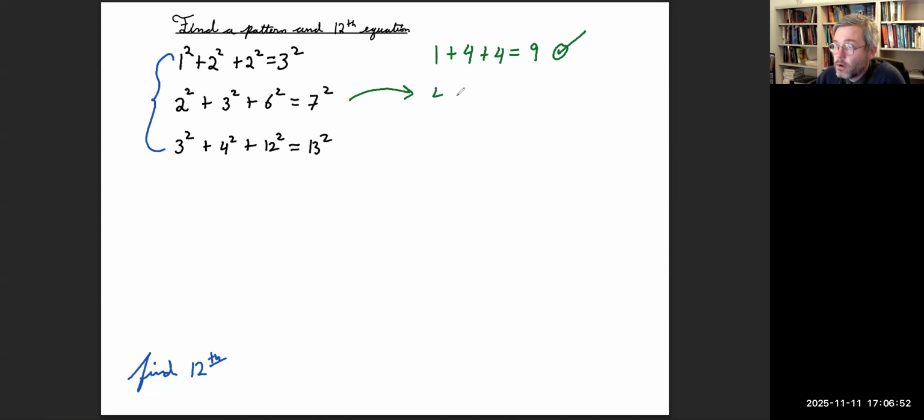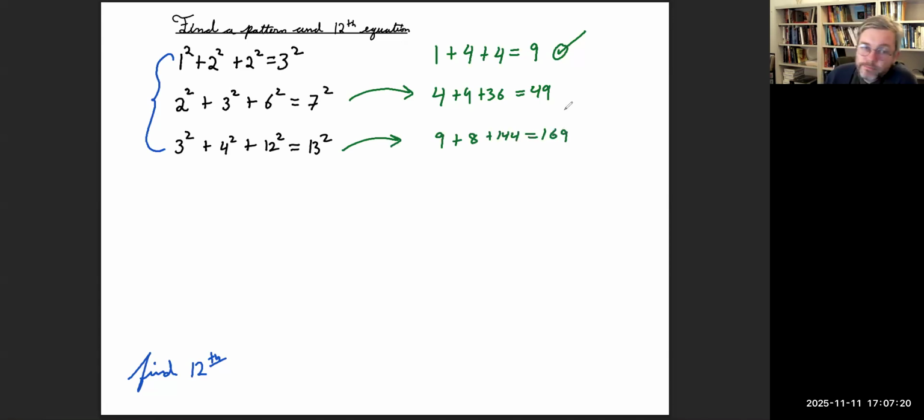So this would be 4, 9, and 36 equals 49. That's either true or false. I think it's true. Okay, so that's what they're stating, these first three as a fact. Here is a fact. Okay, so then they're saying, well, here's another fact for you. 9 and 8 and 144 is 169. They're just saying that's true.